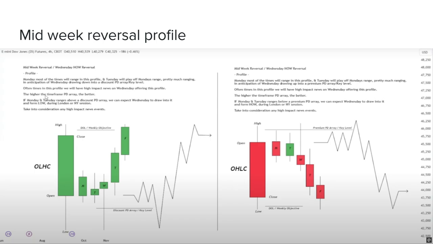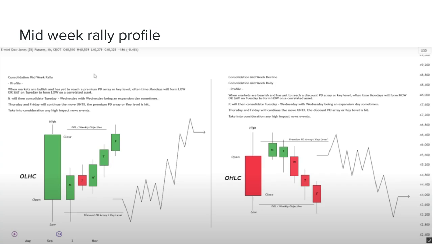Capisce, amigos, comprende. Alright. The midweek rally profile. When the markets are bullish and has yet to reach a premium PD array or key level, oftentimes Mondays will form low or SMT, on Tuesday to form.